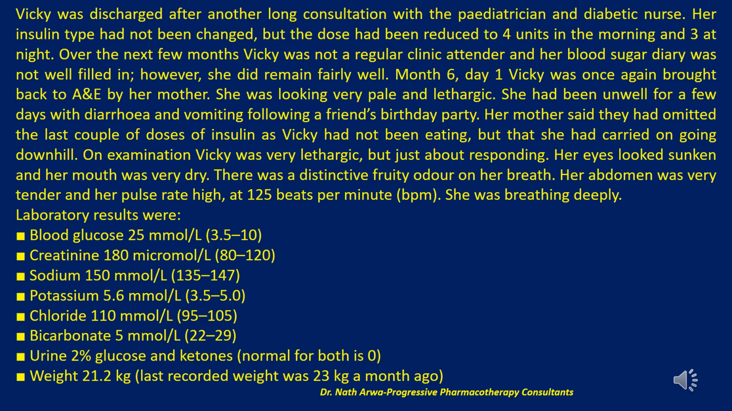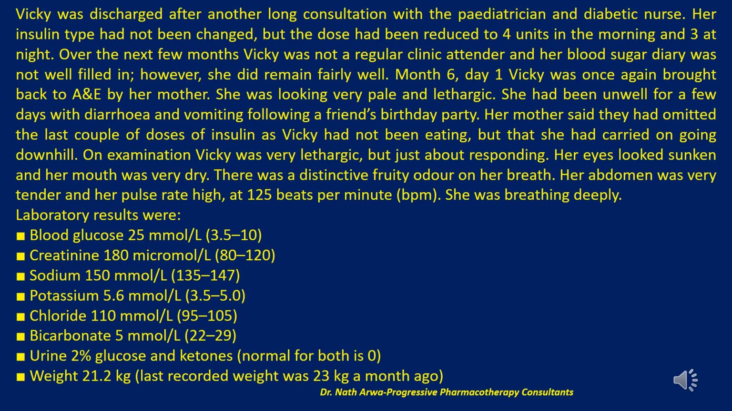Vicky was discharged after another long consultation with the pediatrician and diabetic nurse. Her insulin type had not been changed, but the dose had been reduced to 4 units in the morning and 3 at night. Over the next few months, Vicky was not a regular clinic attender and her blood sugar diary was not well filled in. However, she did remain fairly well. Month 6, Day 1, Vicky was once again brought back to accident and emergency department by her mother.